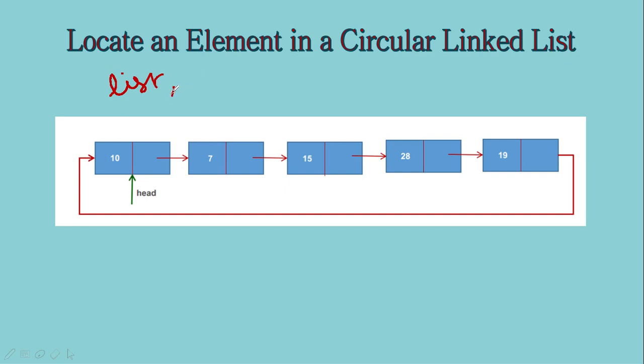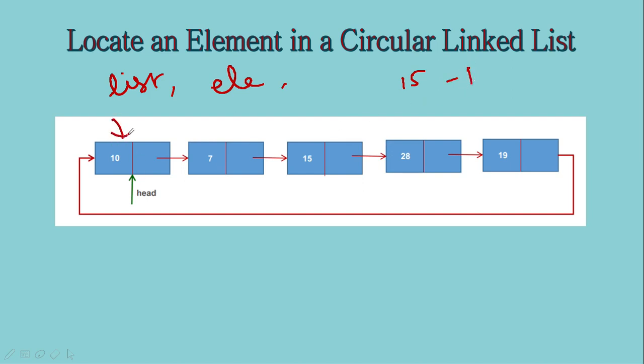So the list in which we are going to search and the element we are going to search will be the input. For example, if we are given a linked list like this and the element is 15, the function is expected to return 3 because in the third position the element is present. And if I am searching for an element which is not in the list, for example 25, then the function should return -1. This is how the function should work.